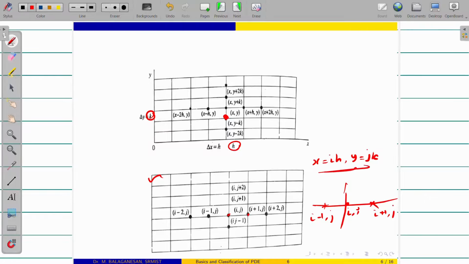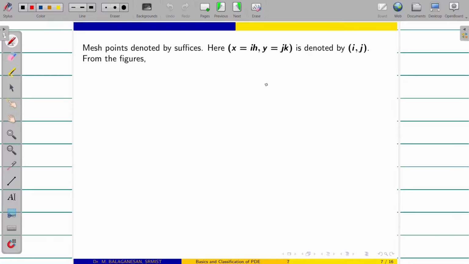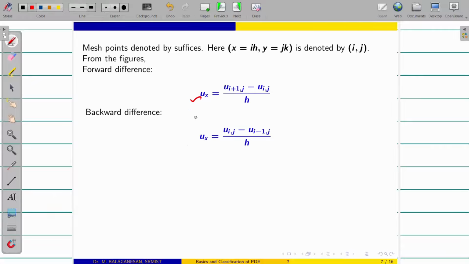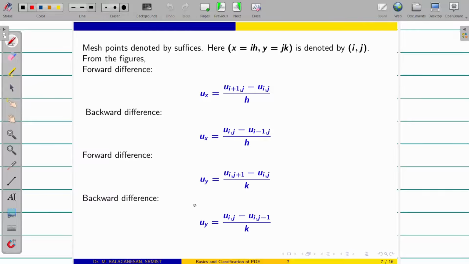So now if you are changing x by ih and y by jk, look at that. As I told already, x by ih, y by jk, we can define u_x as this. This one only we are going to use in the upcoming topics. u_x, the first derivative of u with respect to x. Similarly, this is the forward sense, this is the backward sense, what we derived already. u_x with respect to (x0, y0), in that way we have done. Now it will be i comma j. Right. The forward difference of y will be this. The backward difference of y will be this.